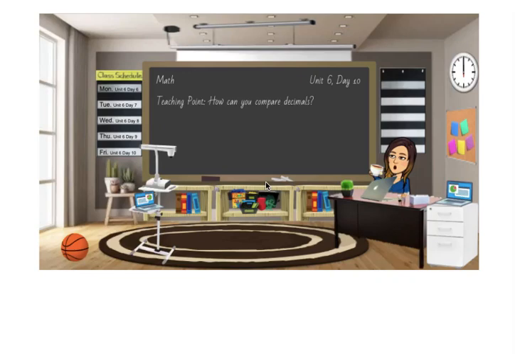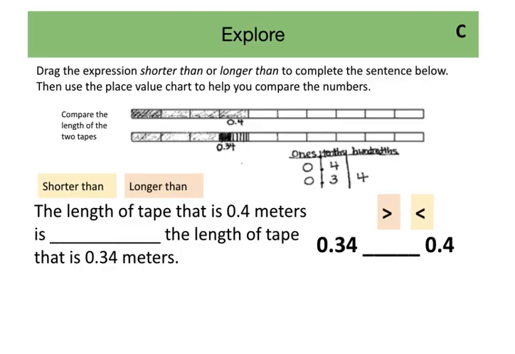Today we will be exploring how we can compare decimals. So let's get started by looking at slide C. Slide C should look a little bit familiar from slide B. For this slide, we're going to drag the expression shorter than or longer than to complete the sentence below. Then use the place value chart to help you compare the numbers. Go ahead and complete these two tasks, and when you're ready, you can unpause.